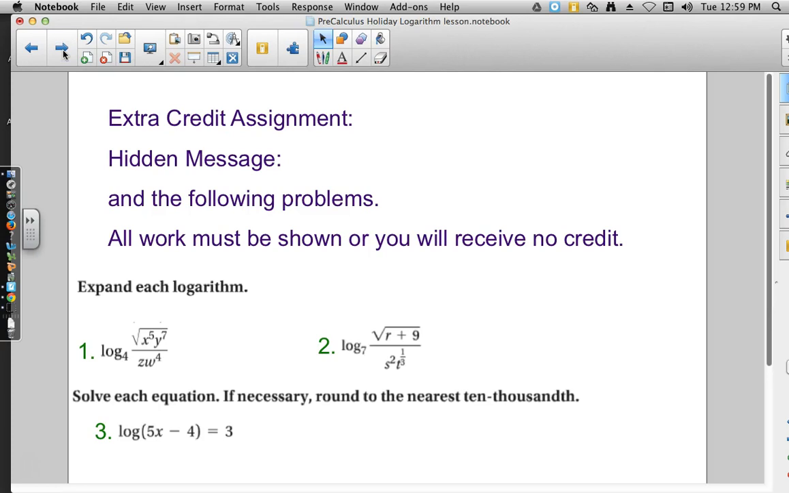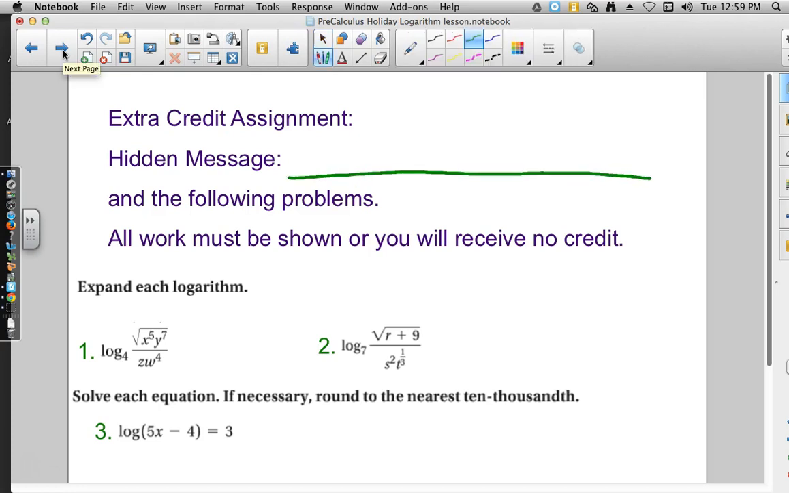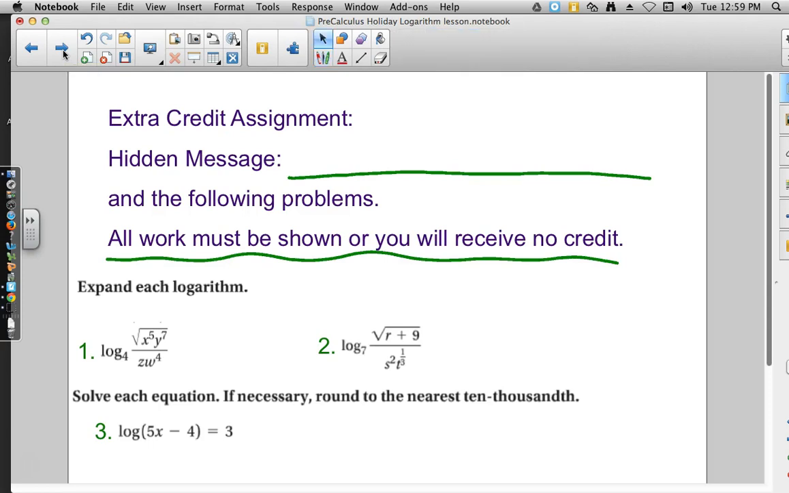So here we are at the end, and here's the extra credit assignment. The first thing you're going to do is go back and find all of those letters that you wrote down for the hidden message and come up with a little phrase to tell me that you actually watched the video. And then we have the following problems and a reminder. No work, no credit.